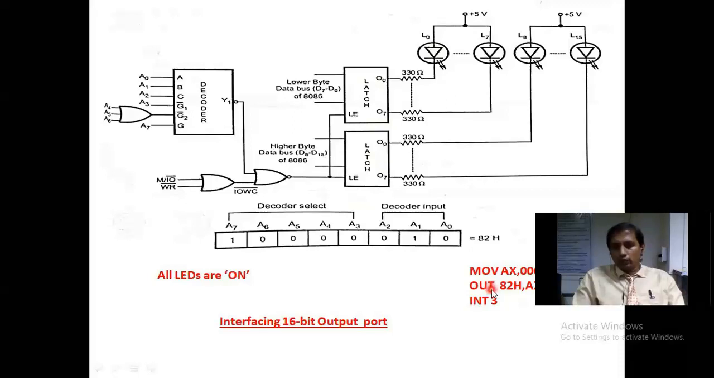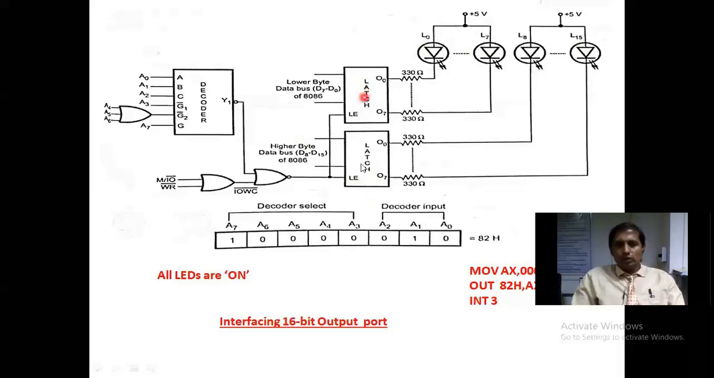Because of the OUT instruction, the processor is sending data to the output port. So 82 is the address of the first latch, receiving the lower byte value 00. Accordingly, it will glow 8 LEDs. Similarly, the next address is 83, because of the 16-bit size it will allocate two locations, 82 and 83. So 83H receives the AH value, which is also 00, and because of 00 the other 8 LEDs also glow automatically. Like that we can interface 8086 with 16-bit output ports.